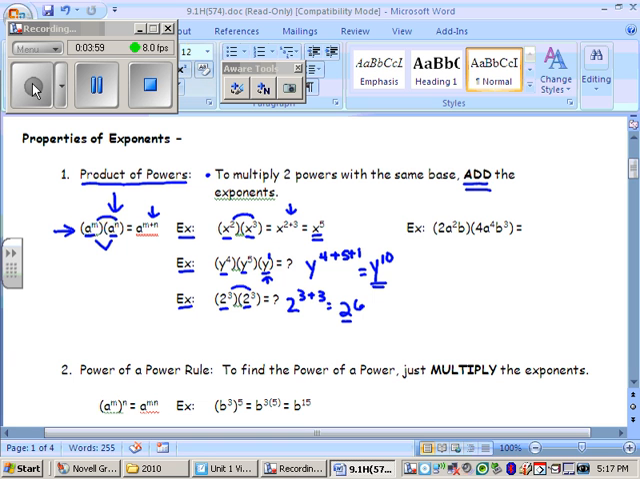But if the base is a number and the exponent's not too large, you want to actually calculate 2 to the 6th power. So 2 times 2 times 2 times 2 times 2 times 2. And if you went ahead and calculated that, you would end up with 64 for your answer.